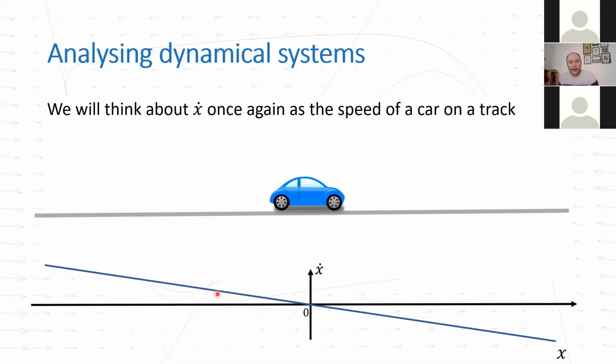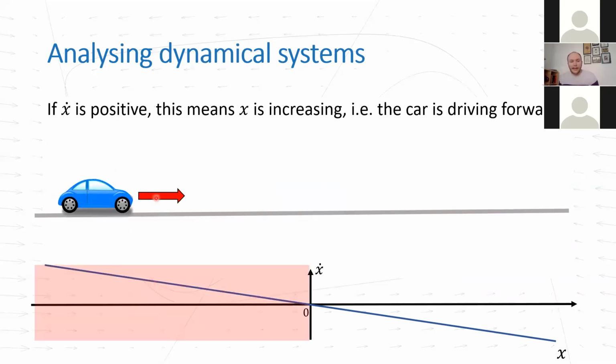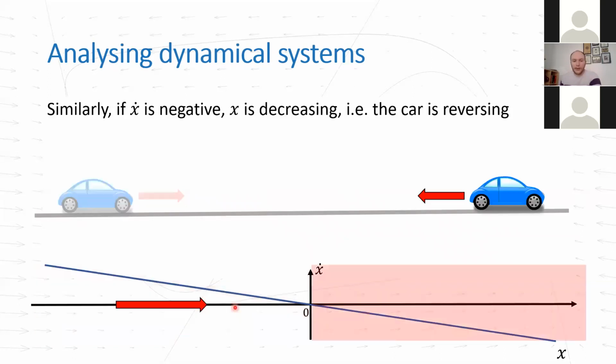If we pick anywhere where x dot is greater than 0, so the line is above the x-axis, it means that x is increasing. x dot being positive means x is increasing, so the car is driving forwards. Anywhere in this red zone, we're driving forwards, so I'll put a line pointing right on the x-axis there. Conversely, anywhere where x dot is less than 0, so the line is below the x-axis, the car is reversing. x dot negative means x is decreasing, so I'll draw a line pointing left. Positive when we're above the x-axis, negative when we're below.